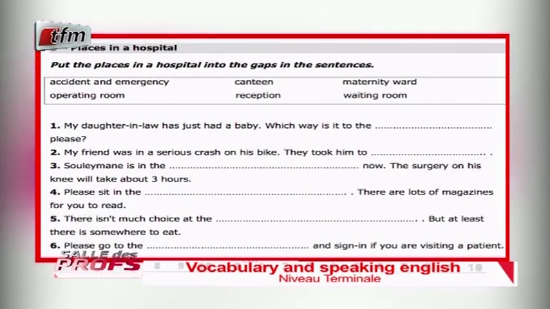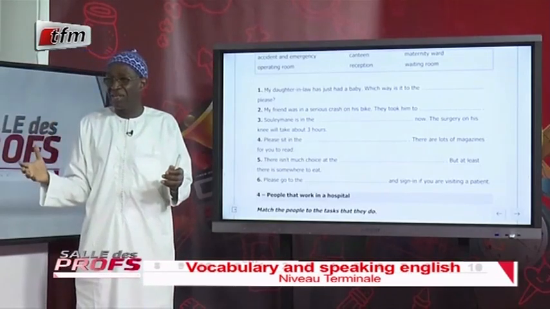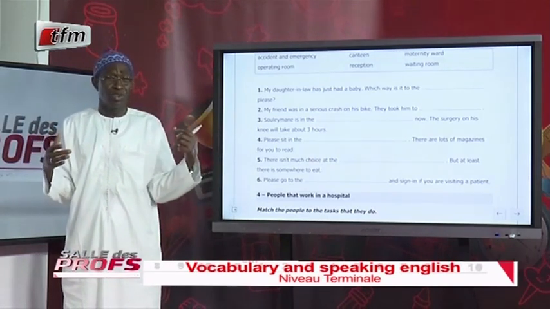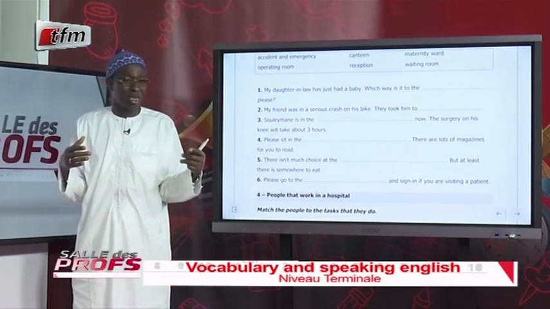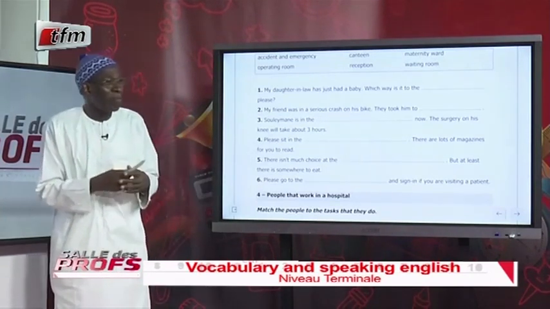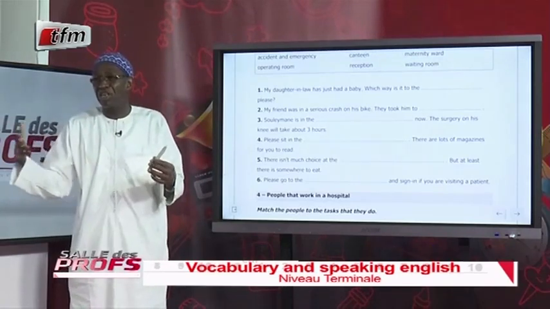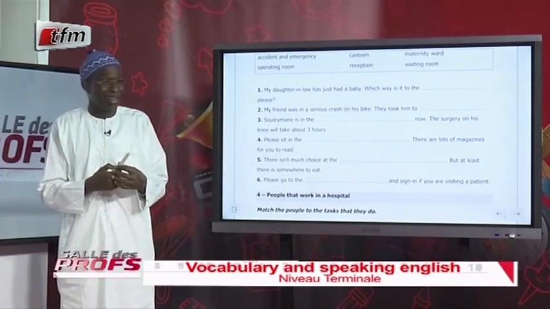Are there any words in the sentences that you don't know? Maybe this one. My daughter is not the same as my daughter-in-law. My son has a wife. She is my daughter-in-law. Or my daughter's husband is my son-in-law. Right.